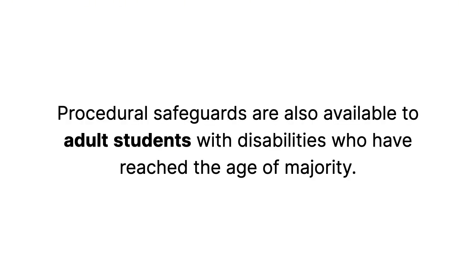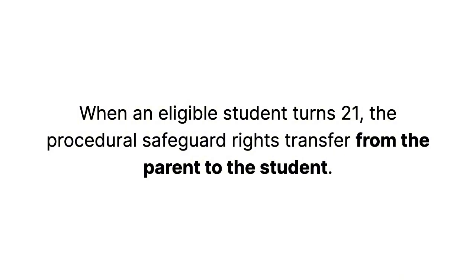The procedural safeguards are also available to adult students with disabilities who are eligible for special education and have reached the age of majority, or in other words, have turned 21 and are now legal adults. When an eligible student turns 21, the procedural safeguard rights transfer from the parent to the student.